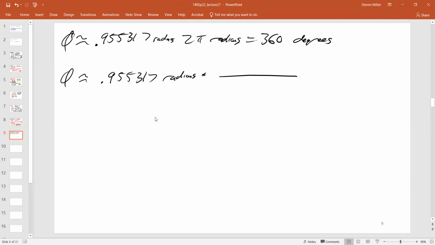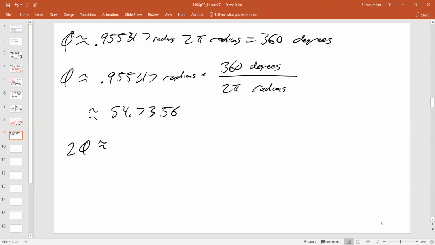180 over pi, or 360 over 2 pi, 360 degrees over 2 pi radians. So go back over here and I multiply by 360 divided by 2 pi. I get that this is about 54.73. So 2 phi would be approximately what? About 109.471.